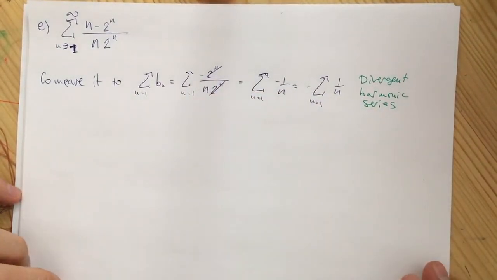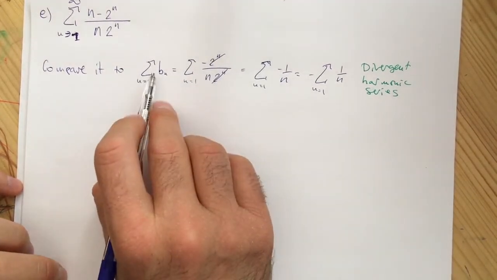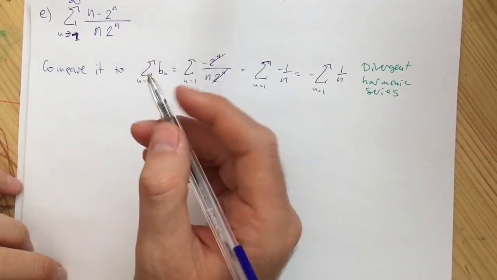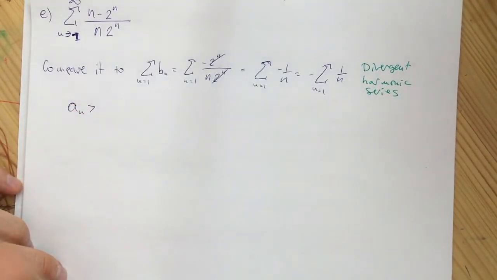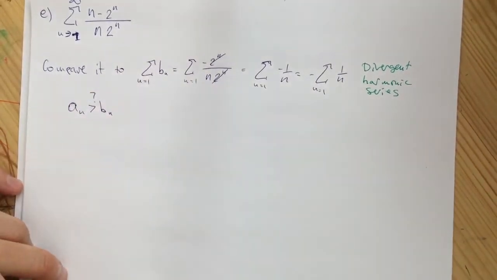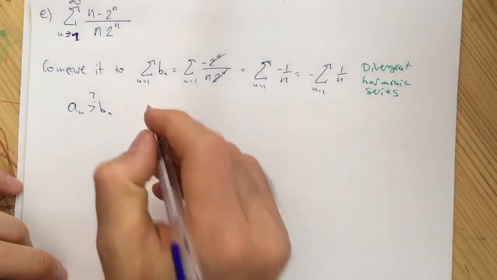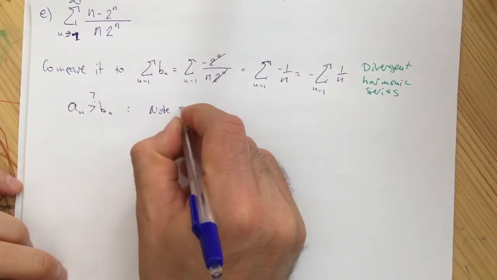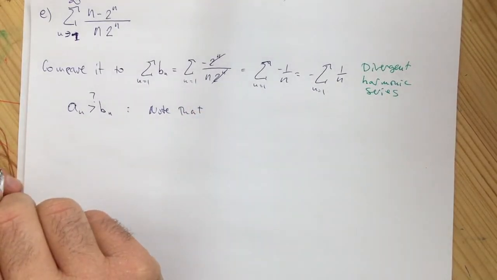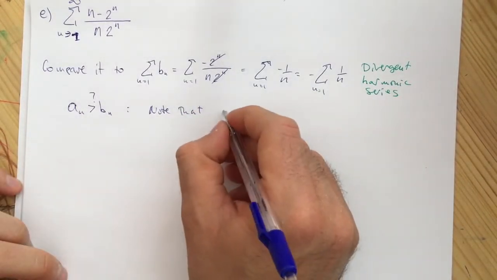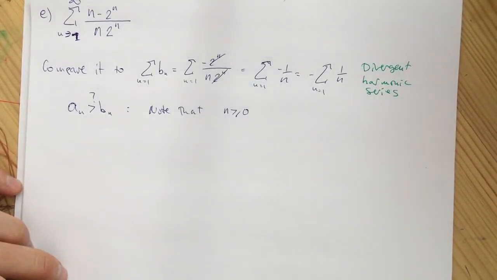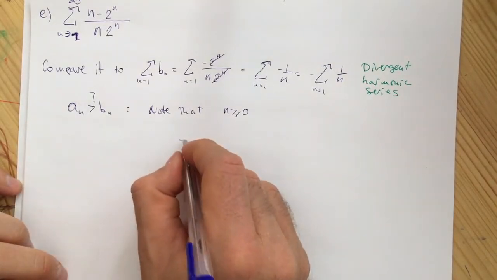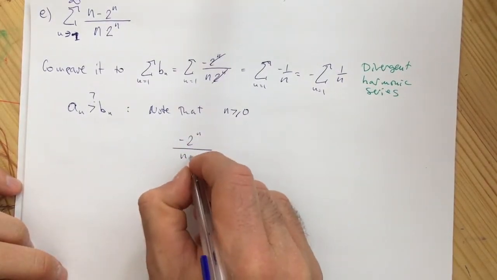Okay, so if the sum of bn is divergent, then in order to use the comparison test, I want this inequality. I want to be able to show this inequality, but I don't know if it is true. Note that n is positive, n is greater or equal to 0. So bn is negative 2 to the power of n over n times 2 to the power of n.